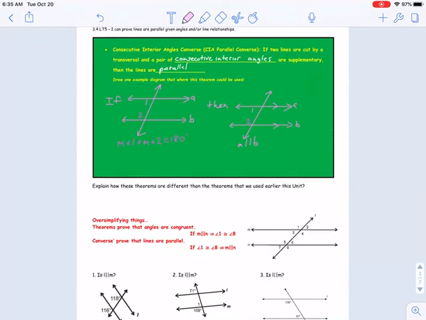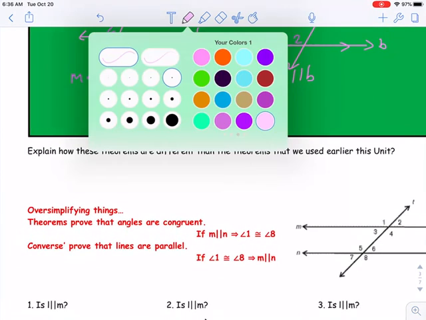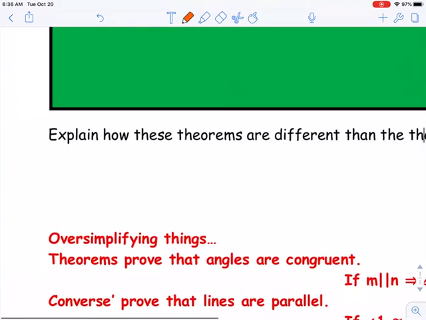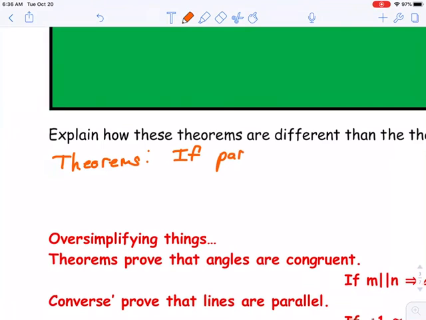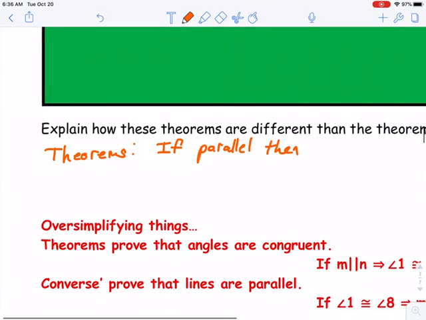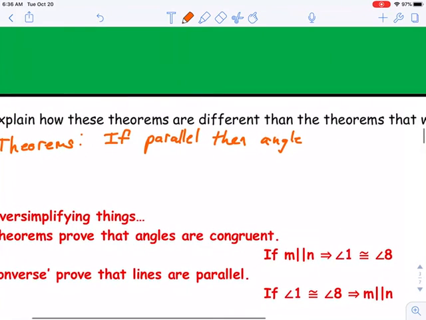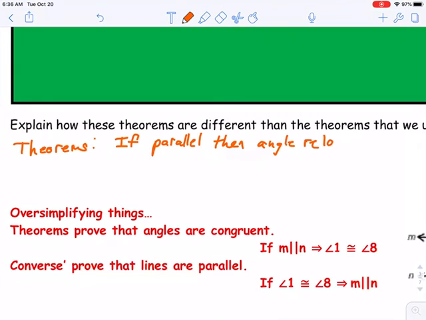So how are these theorems different than the theorems that we used earlier in this unit? I'm going to have to explain this a lot. This is a huge punchline. Students like to get confused. Theorems, this is how they are. If parallel, then angle relationships. All right, typically congruent, but there is the one that's supplementary. So if lines are parallel, then we have the angle relationships, whether it's congruent or supplementary. That's the theorems.